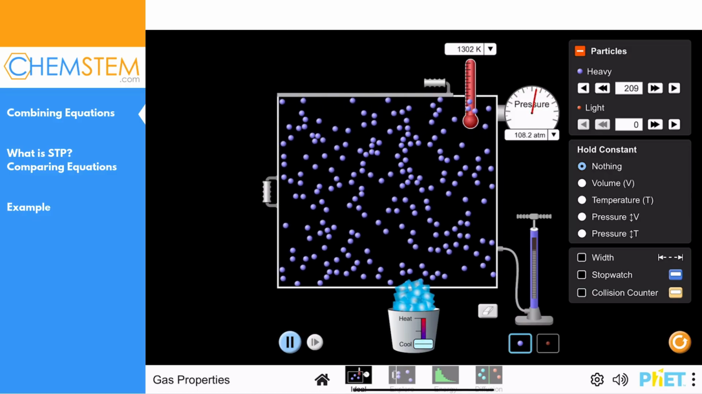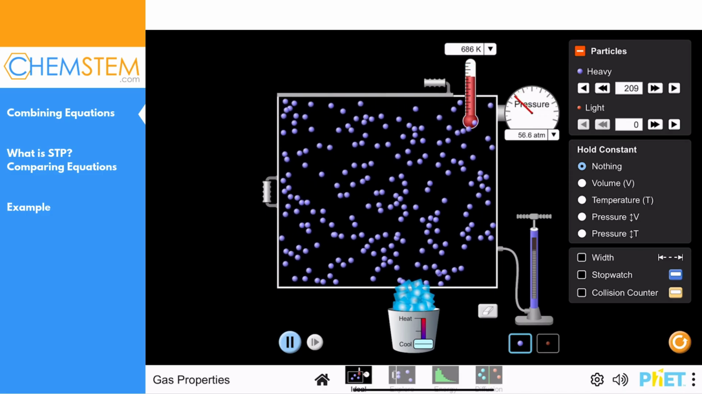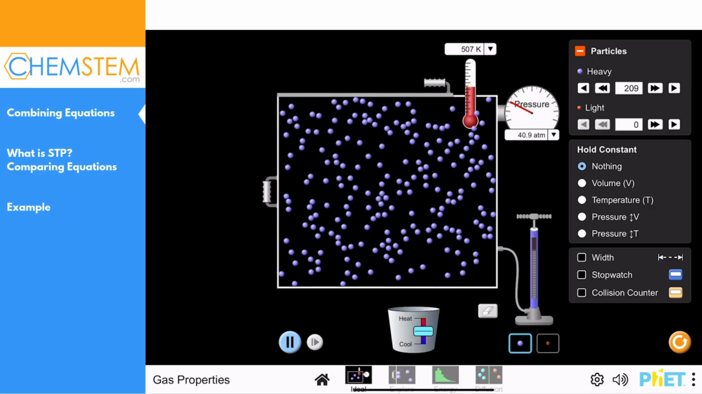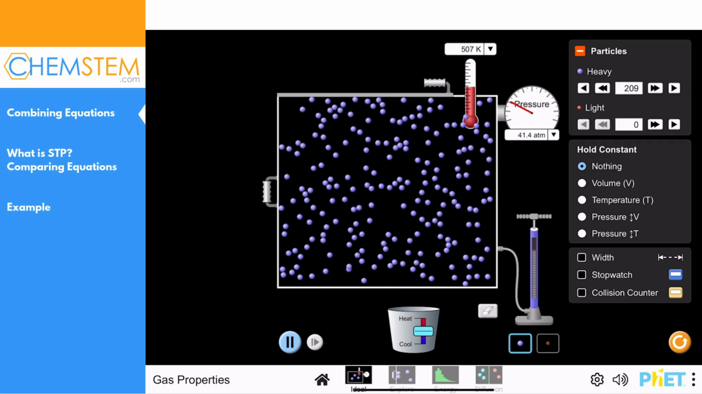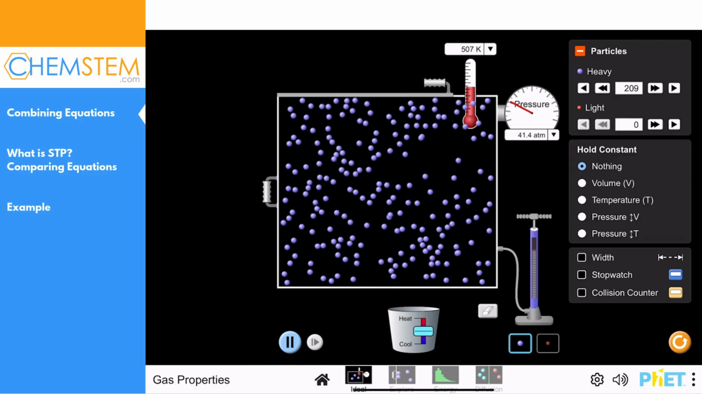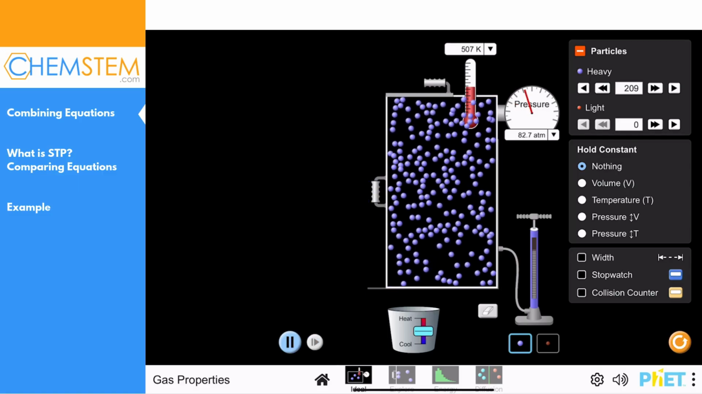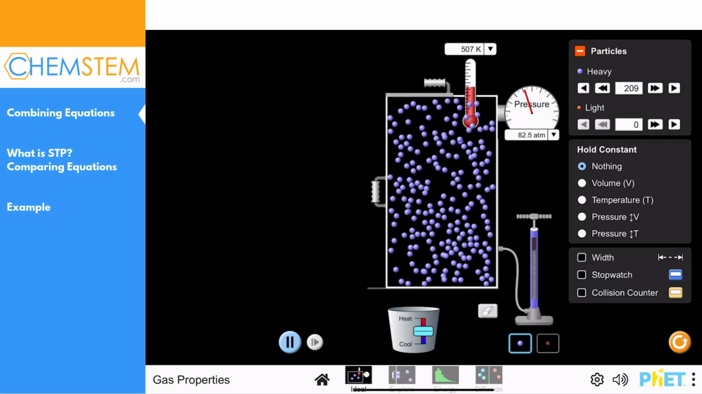If I cool them down, then the particles are going to slow down, the temperature is going to decrease, and the pressure decreases as well. So right now we have a pressure sitting around the 40-41 atmospheres mark. If I were to cut the volume in half, notice that the pressure basically doubles. So now we have the relationship between pressure and volume as well.